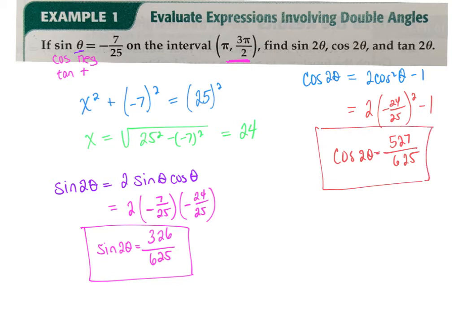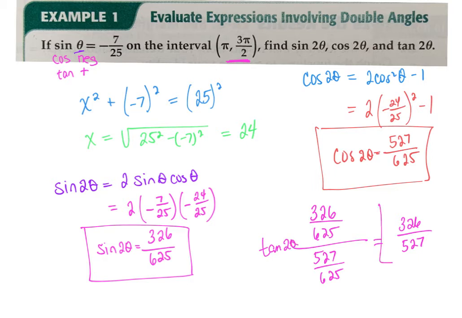Just plugging it in. Once you have your x, y, and r, you know your sine, cosine, and tangent, right? And then the last one is tangent. There's two ways to do tangent. I already have sine and cosine. What's one way to do tangent? Yeah, they show you to plug it into your double angle tangent, 2 tangent over 1 minus tangent squared. That's your double angle. Or I know sine over cosine, so I can literally just say it's going to be sine 326 over 625 over 527 over 625. What happens to my denominators? They cancel. 326 over 527 is my double tangent angle. Make sense? So you literally just know the formulas and plug them in.